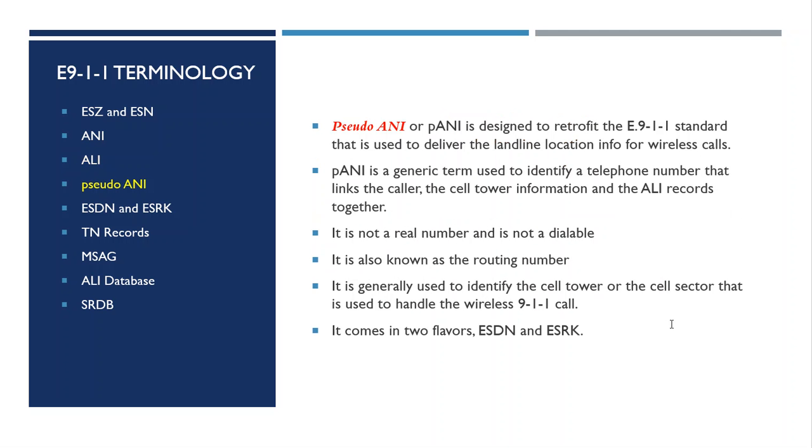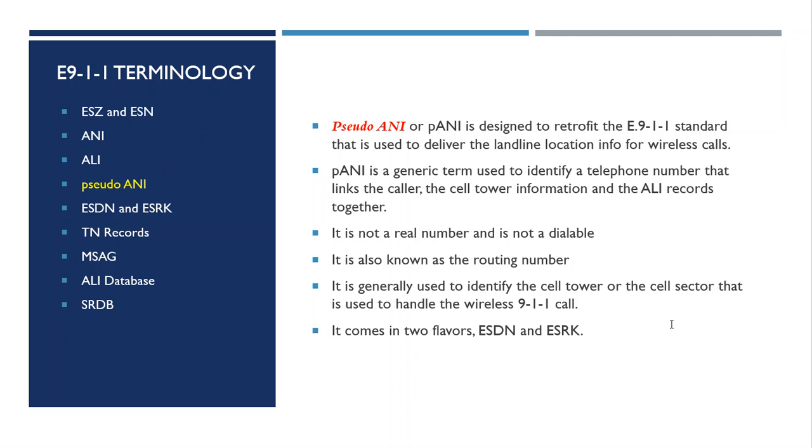So there is something called the pseudo ANI or the PANI. Essentially, when the E9-1-1 standard was developed, there were no cellular phones. It was, I don't know, maybe 25 years ago. There were not many cellular phones around. This basic E9-1-1 technology was developed for the landlines. And when the cellular phones became common in the late 1990s and early 2000s, the technology which is used to deliver the ALI was retrofitted for the wireless calls.